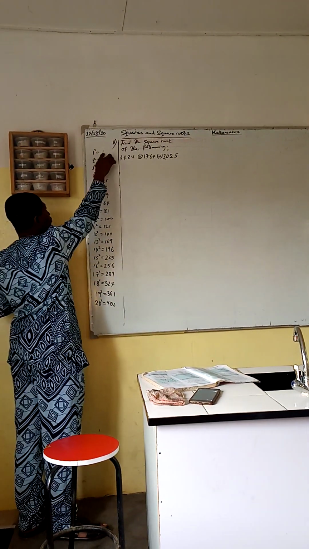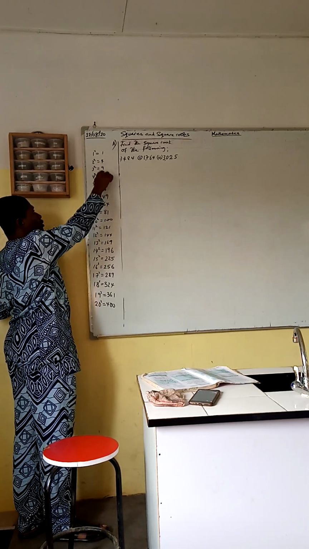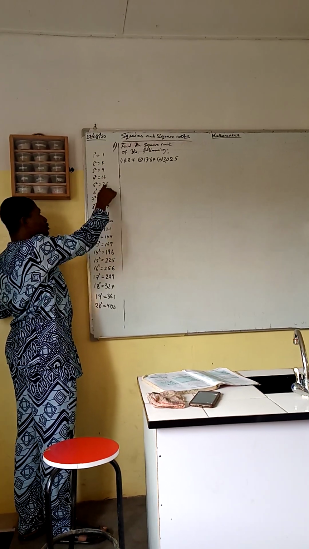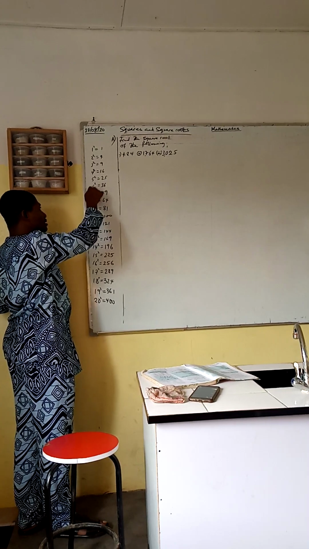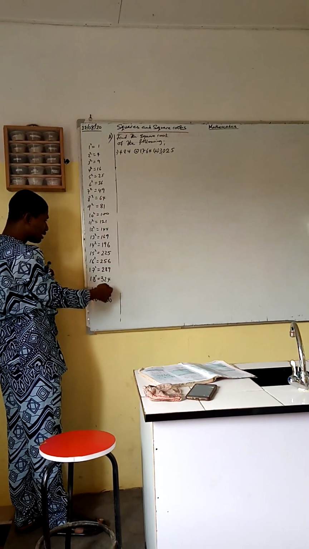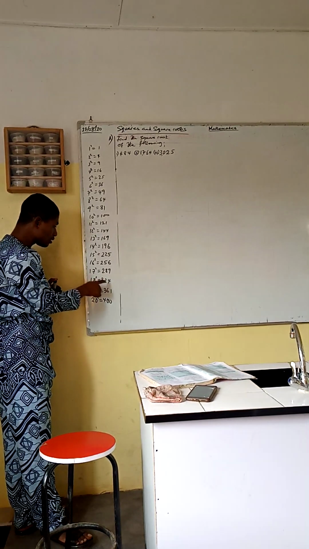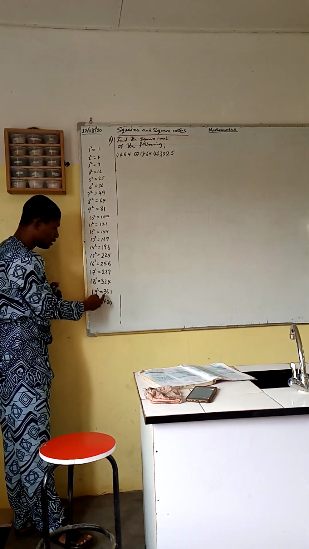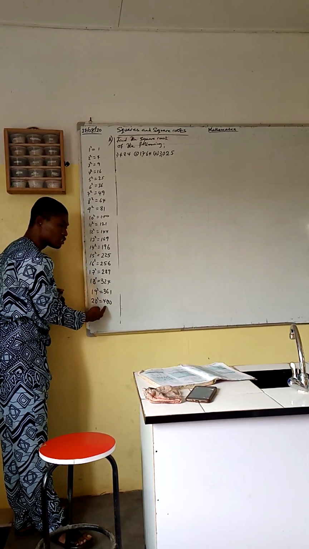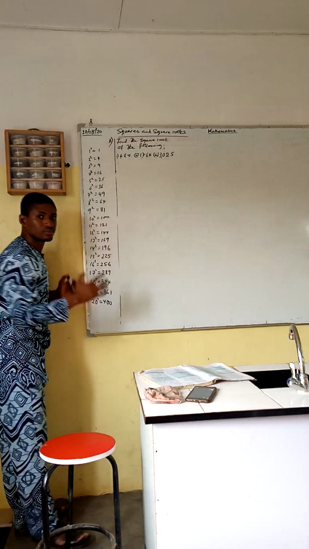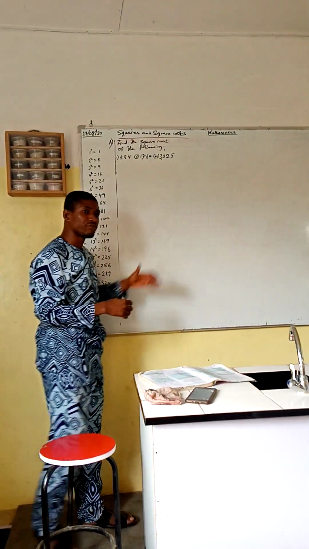The same thing, with these values the square root will give you the first value. So the square root of 1 is 1, square root of 4 is 2, square root of 9 is 3, square root of 16 is 4, square root of 25 is 5, square root of 36 is 6, square root of 49 is 7. The same thing all through: square root of 289 is 17. Square root of 324, 18. Square root of 361, 19. Square root of 400 is 20.